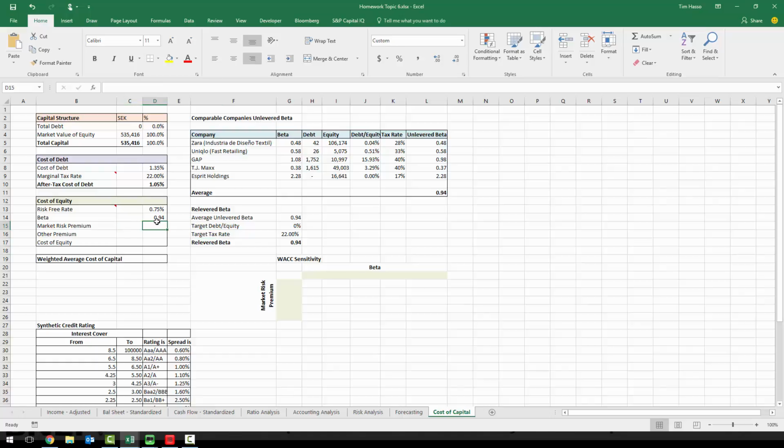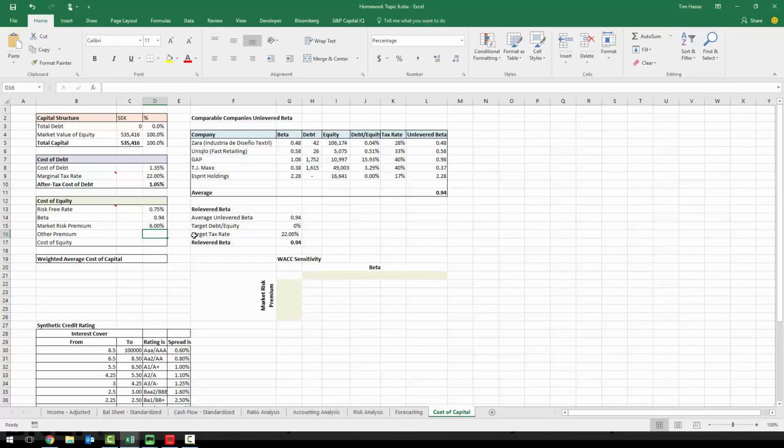Now, the market risk premium, technically speaking, is not necessarily something that is completely set in stone. Personally, I use 6% when I deal with European companies. If I deal with a US company, I might use 5%. But again, you can Google these things to figure out what is the acceptable market risk premium out there.